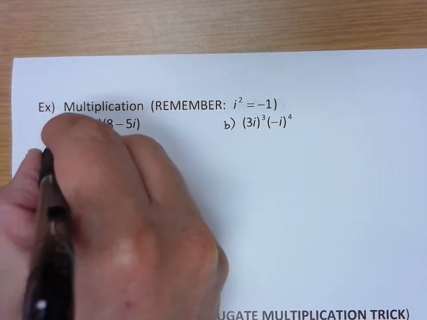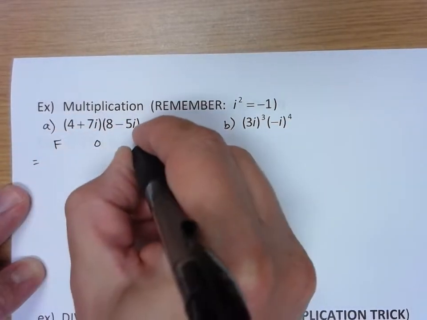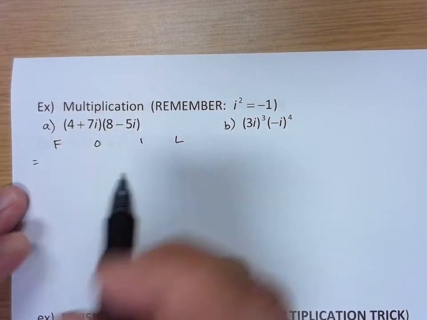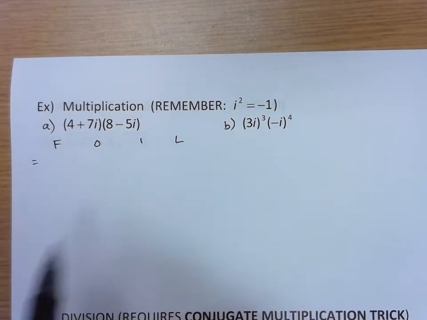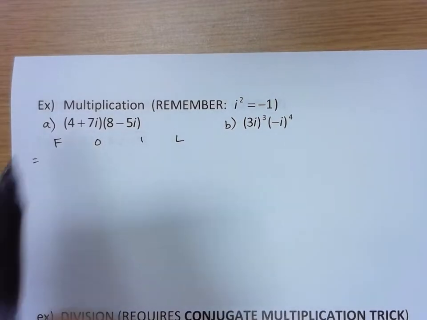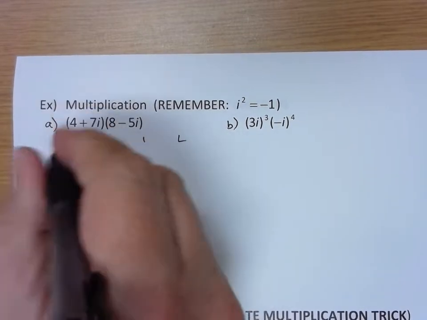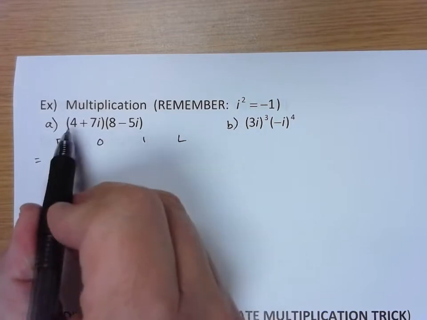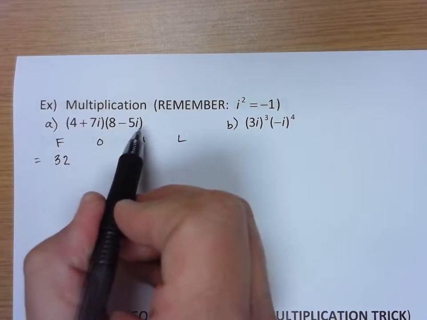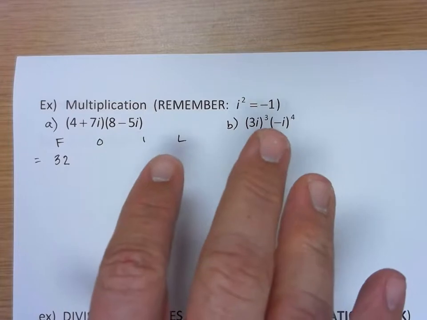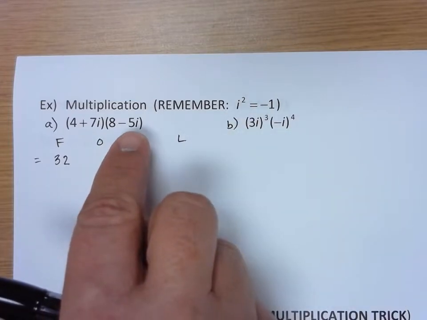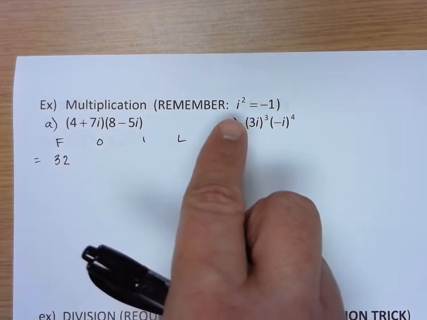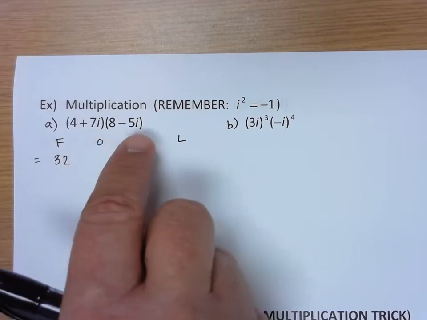So if you apply FOIL correctly, just thinking of it as two regular algebraic binomials being multiplied, first times first is going to give you 32. Outer times outer, positive 4 times negative 5i. Just think of it like a variable for a moment. We'll get into the definition of what i means later when we see the i squared show up. But for now, you can just think of it as a variable.